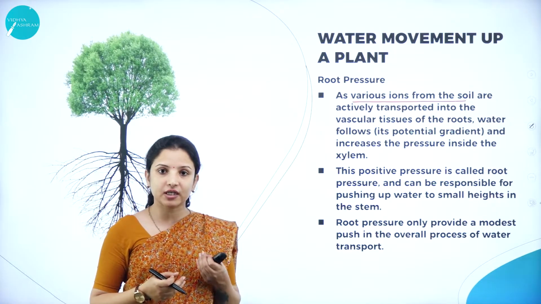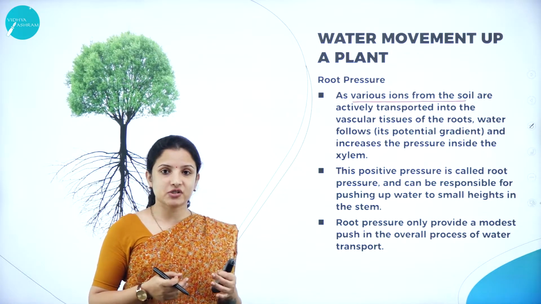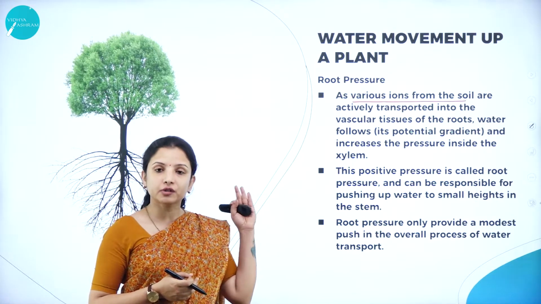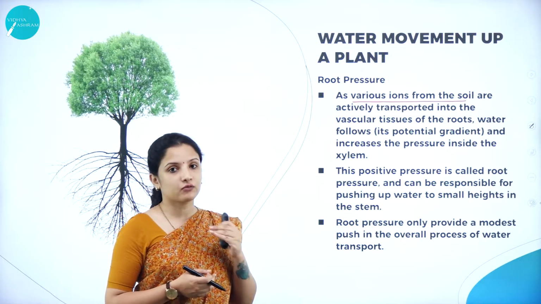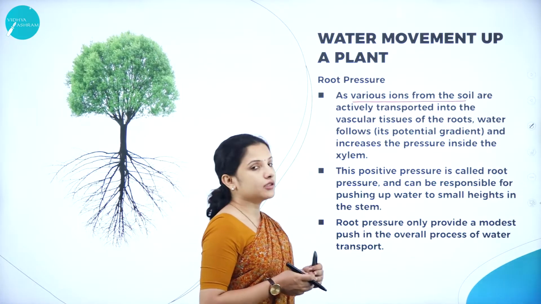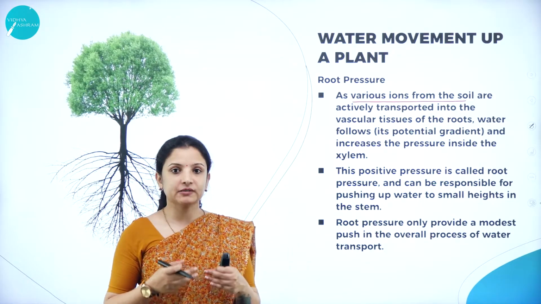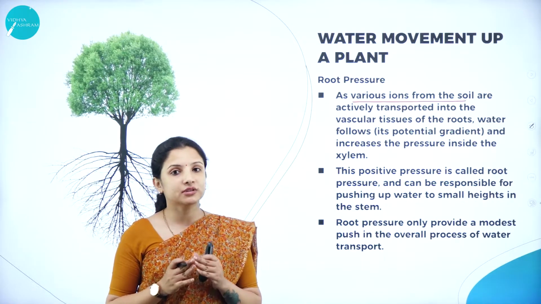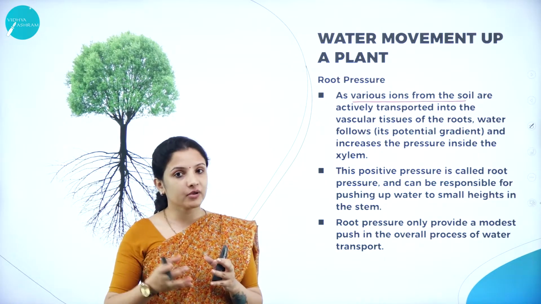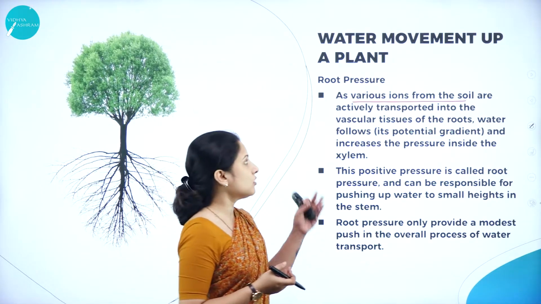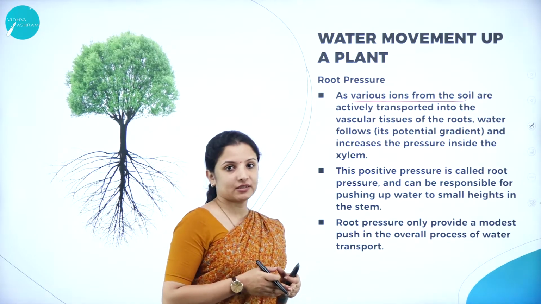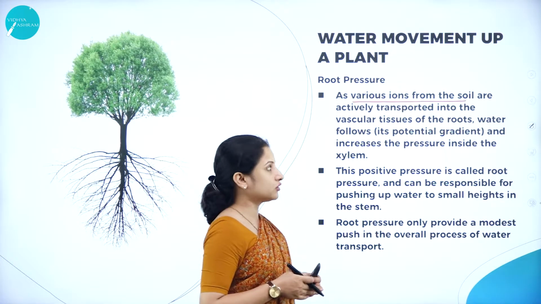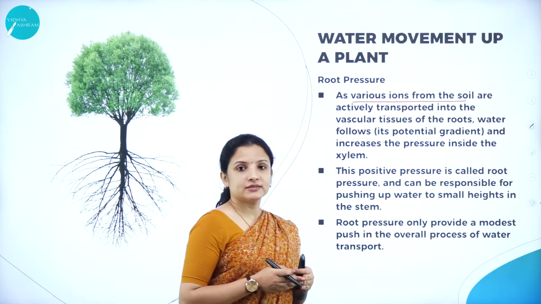So what are the vascular tissues present here? Especially it is the xylem. Why am I considering xylem? Because we are talking about water, right? That is the movement of water up a plant. So the water that is present in the soil is not just pure water, but it is almost like a solute. Why? Because a lot of mineral ions are dissolved in it, right? So all the various ions that are present in the soil are actively transported into the vascular tissues of the roots.